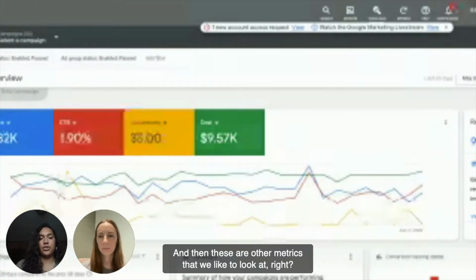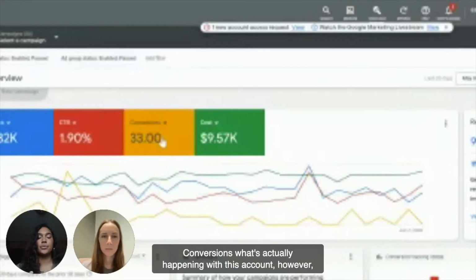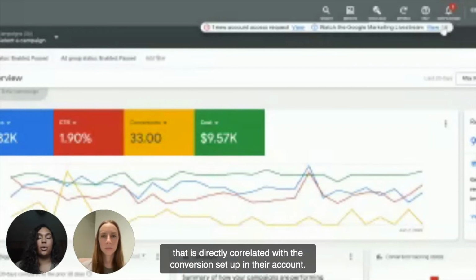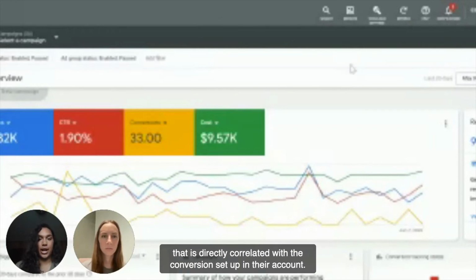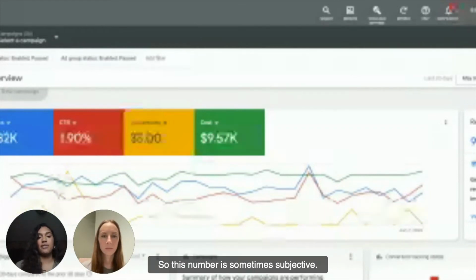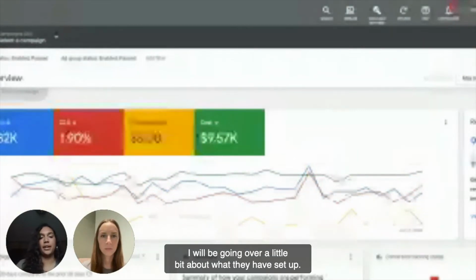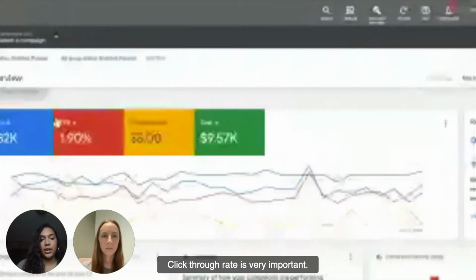And then these are other metrics that we like to look at, right? Conversions, what's actually happening with this account. However, that is directly correlated with the conversion setup in their account. So this number is sometimes subjective, but I will be going over a little bit about what they have set up. Click-through rate is very important.